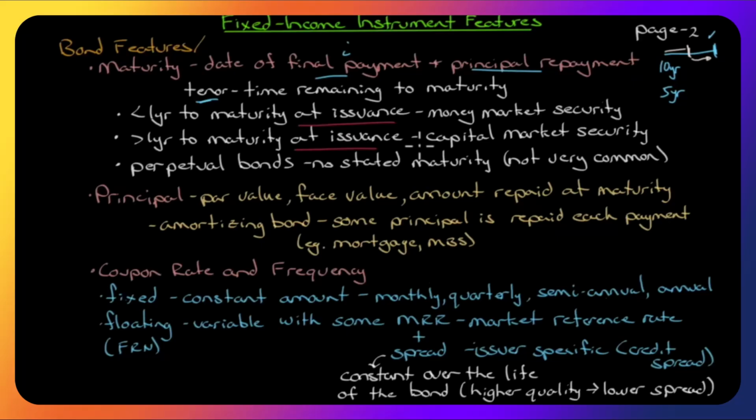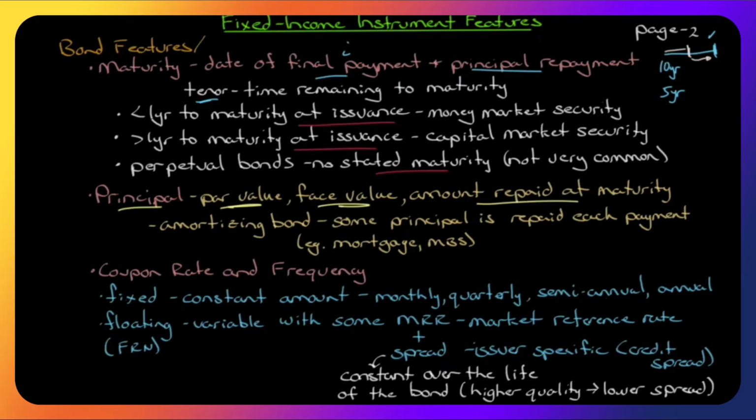You also have perpetual bonds that have no stated maturity. It's just a bond that's issued that never matures, and it simply pays a stream of income every year. Next, we have the word principal. The feature of a bond has a certain face value, a par value, a bunch of different names for the same thing. That is the amount that is to be repaid at maturity. This is for a bullet bond.